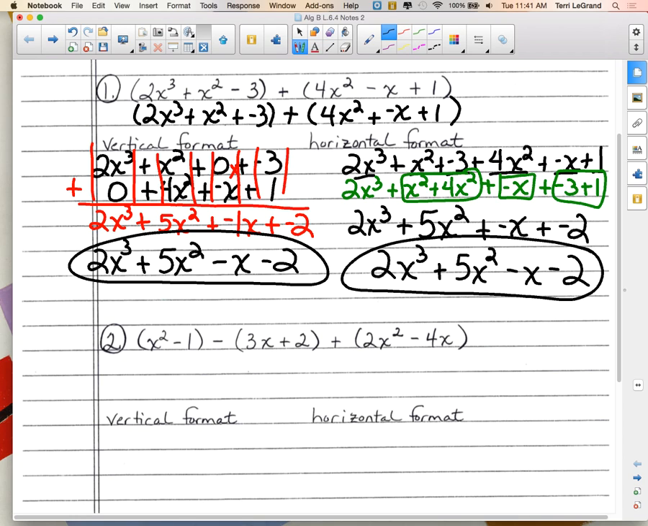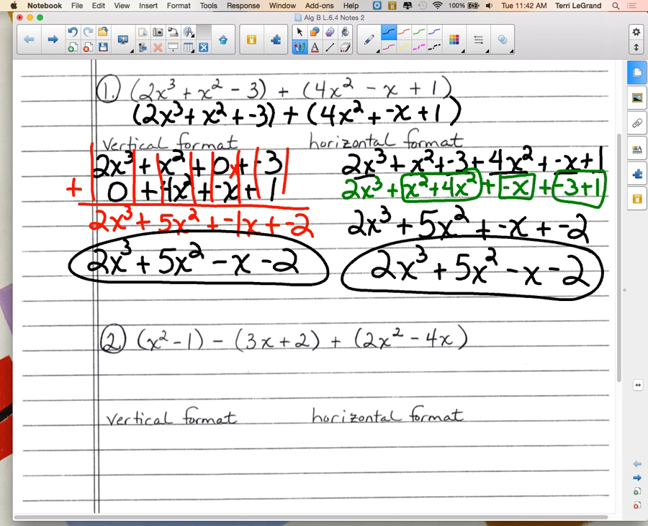You want to use vertical format on that one? Why not? Don't have any like terms. Don't even have any like terms, let alone, yeah. And then, how many placeholders would this baby need? It's missing to the 8th power, it's missing to the 7th power. Does that one need some placeholders also?